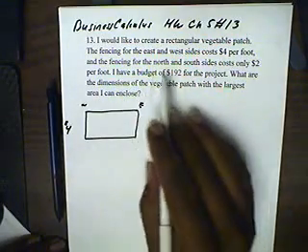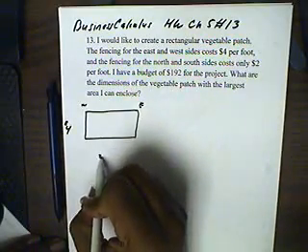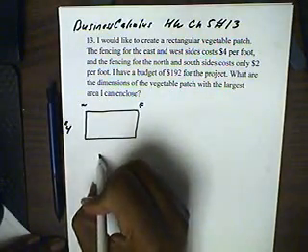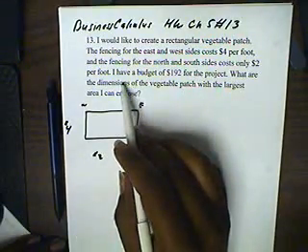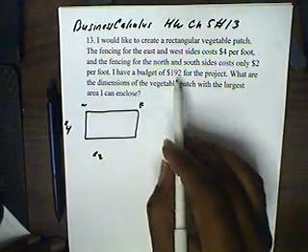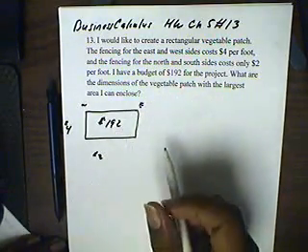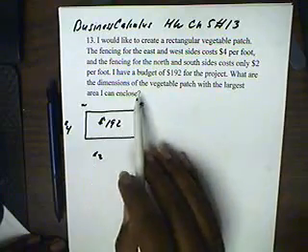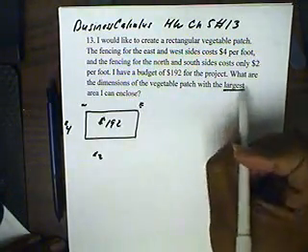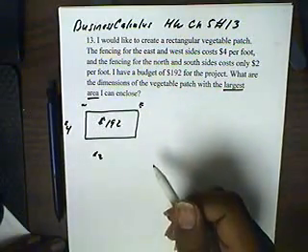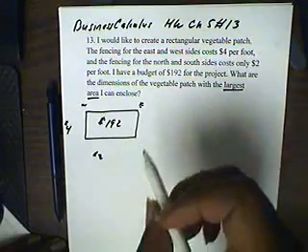Also, we're told that the fencing for the north and south side is only $2 per foot. So the north and south side is $2 per foot. And we have a total budget of $192. So this whole budget cannot cost more than $192. What are the dimensions of the vegetable patch with the largest area we can enclose? Well, we're asking for largest area. Largest area means we need to find the area formula and take a derivative of it to find the largest.